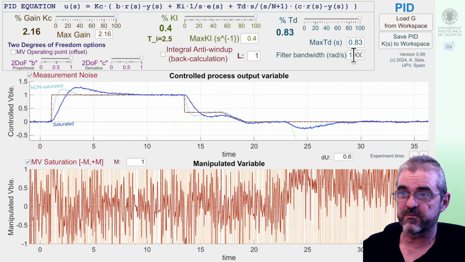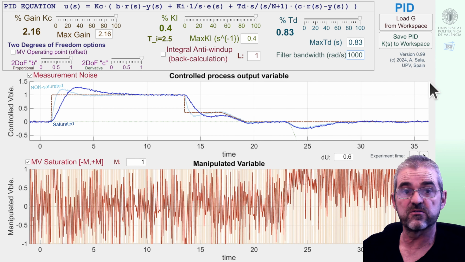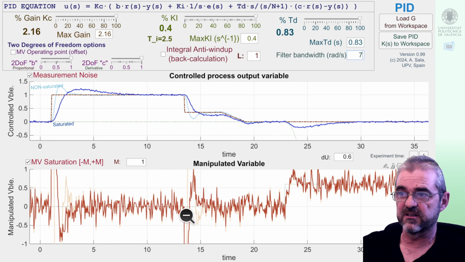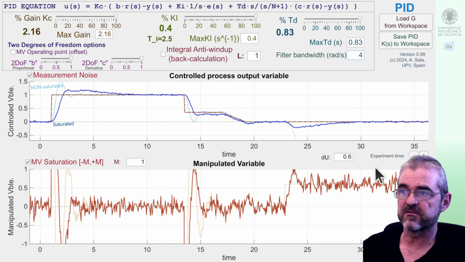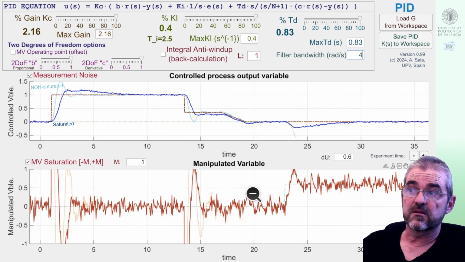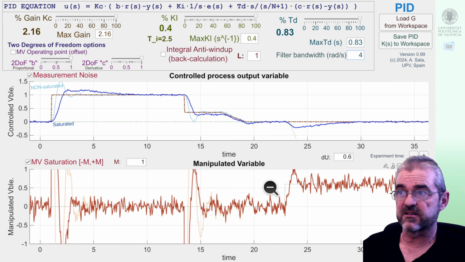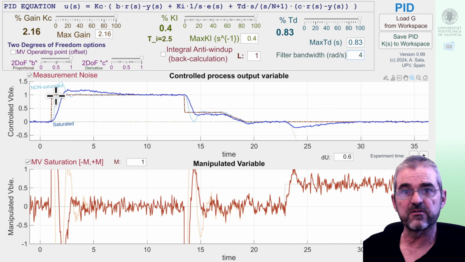So what is happening? Well, in order to fine-tune my theoretically designed regulator to work in practice, I need a noise filter. So I filter, let's say, at 7 radians per second. So signals are somehow much cleaner, or even I can filter a little bit more, 4 radians per second. Good.